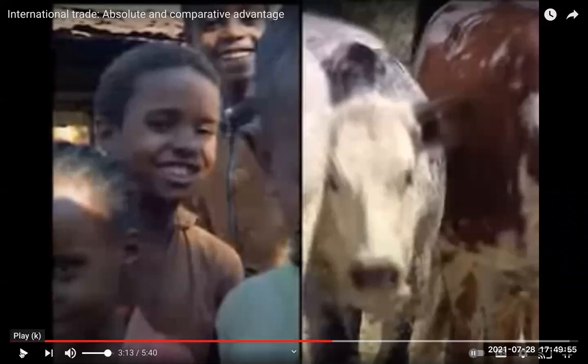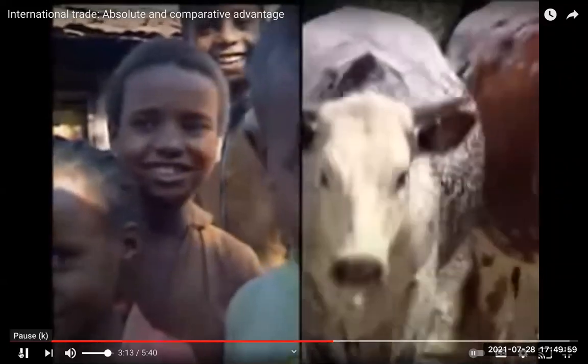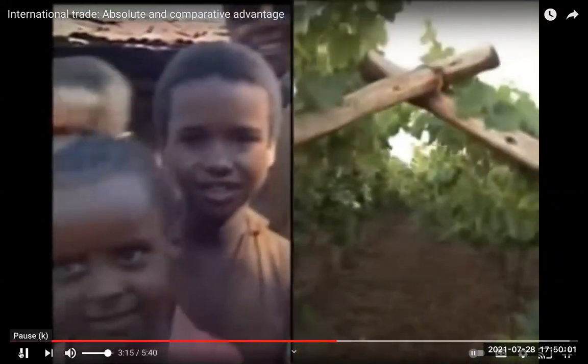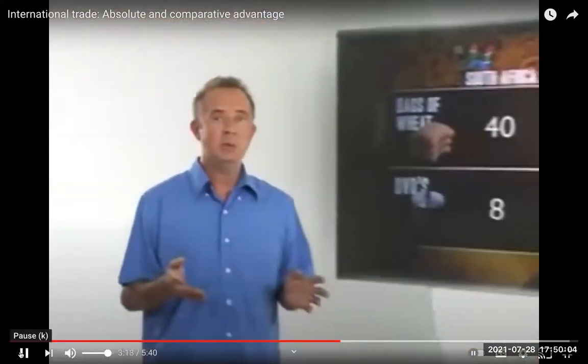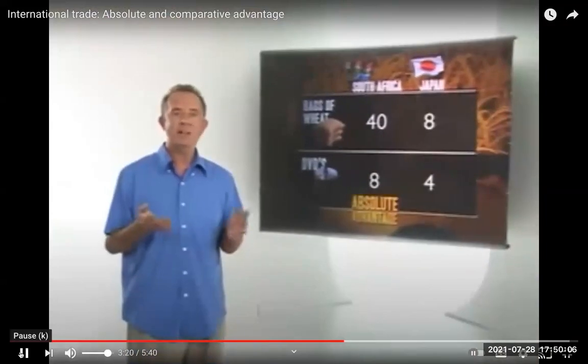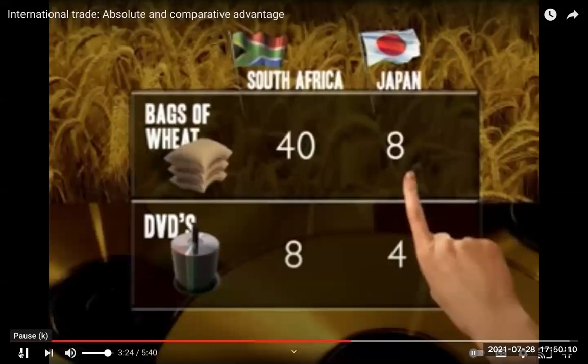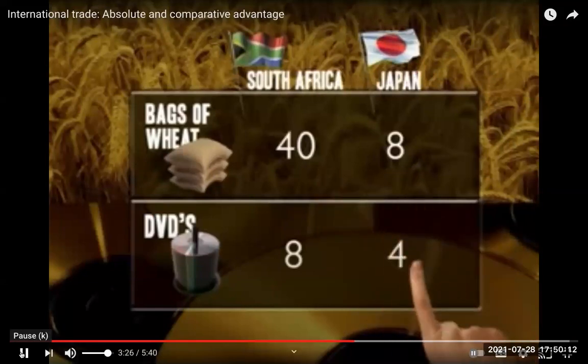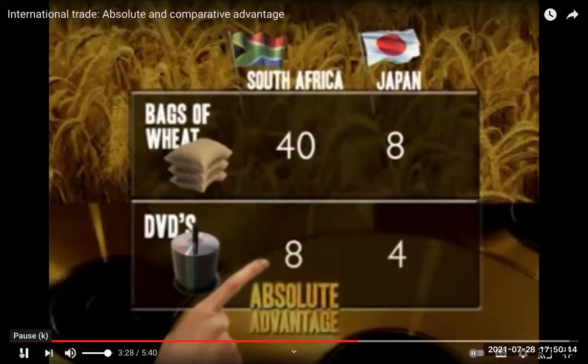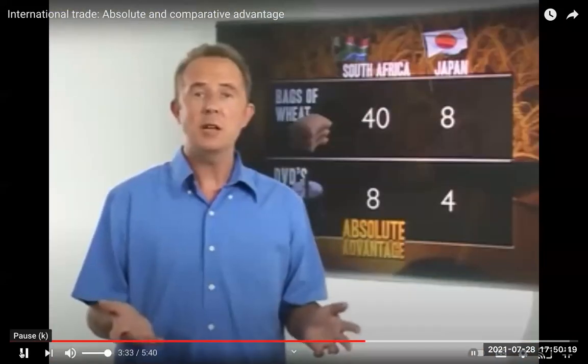Okay, all right. So comparative advantage. Let's try and take the theory a bit further. According to this new table, we assume that South Africa has an absolute advantage with both products. It can efficiently produce either wheat or DVDs. Looking at this new data, it would seem that there is no longer any reason for trade between these two countries. But this is not quite true.